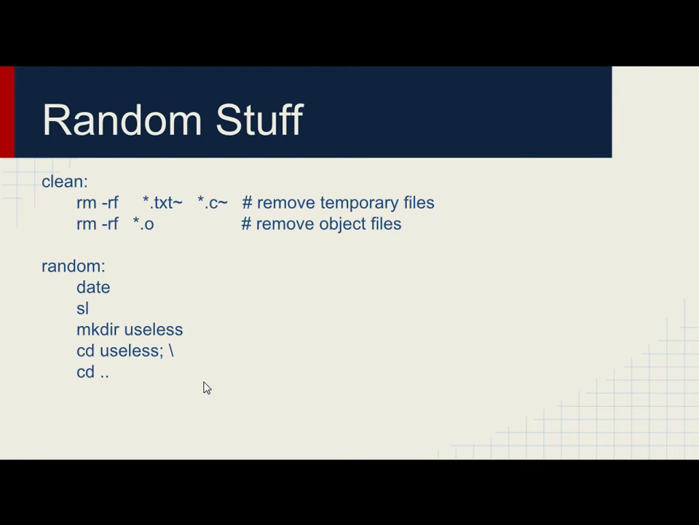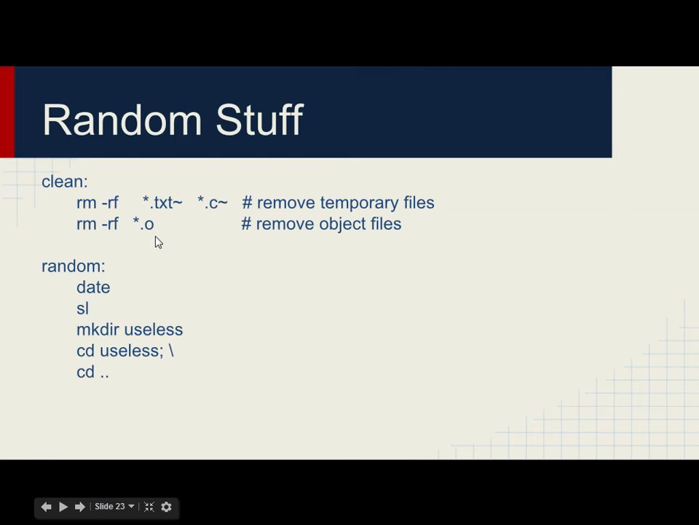So just some random stuff. The first one is a useful thing that I like to put in my makefiles, and some professors ask you to do that when you submit code with a makefile. First one is rm -rf, blah blah blah, star.txt, and then the little squiggle. The little squiggle indicates that it's a temporary file, and -rf will recursively remove everything that matches this, whether it exists or not. So it kind of suppresses warnings and then just does things for you. So I remove all temporary text files and all temporary .c files.